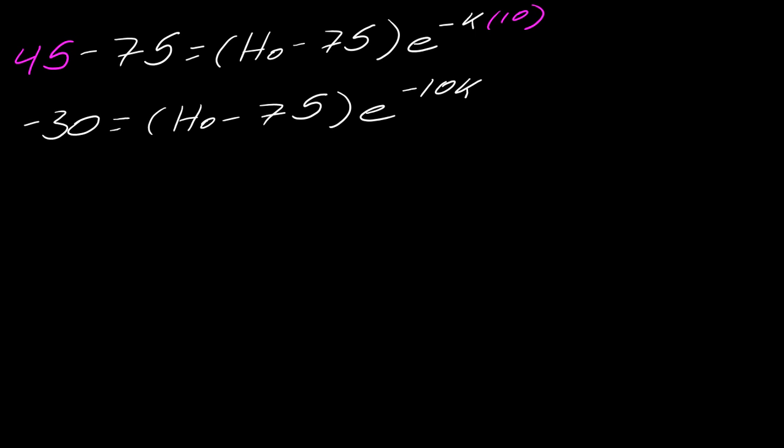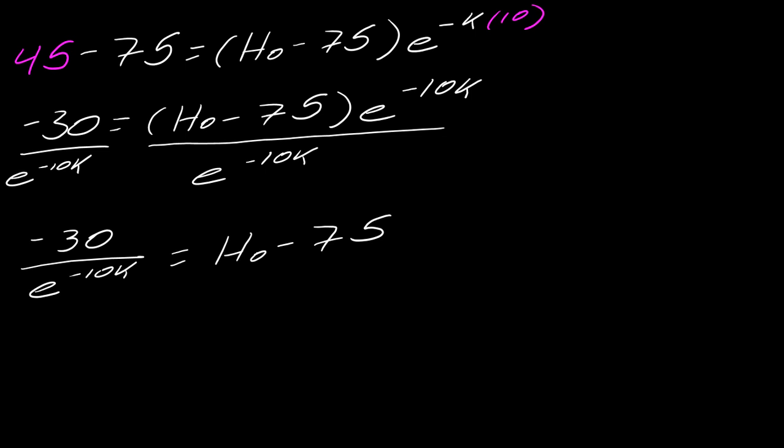So let's see, first things first, I can complete my subtraction like this. Now I'm trying to get the h sub 0 by itself, not the k. So if I'm trying to get this thing by itself, I really need to isolate this h sub 0 minus 75. So what I'm going to do is divide both sides by that e to the negative k. And then if you think about that, this is a negative exponent, so what that means is I can bring it up to the top.